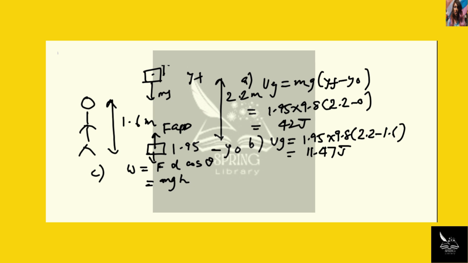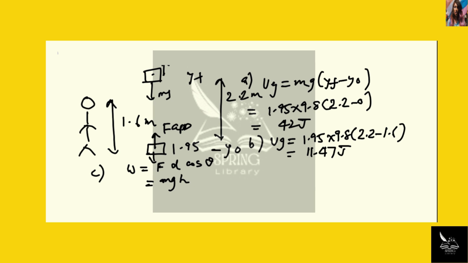So basically, what we have calculated in part A, the potential energy, is actually equal to the work done by the person. So the work done by the person in lifting the book from the ground level is the same as the answer in part A.